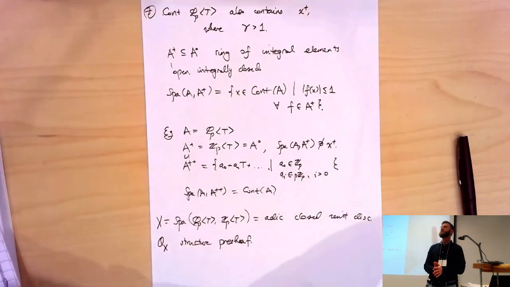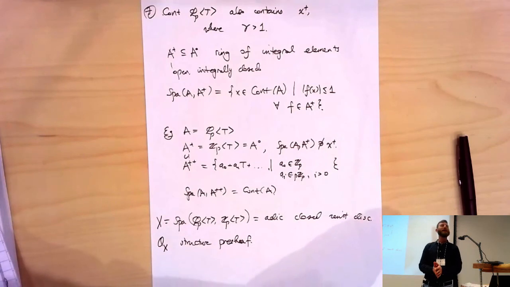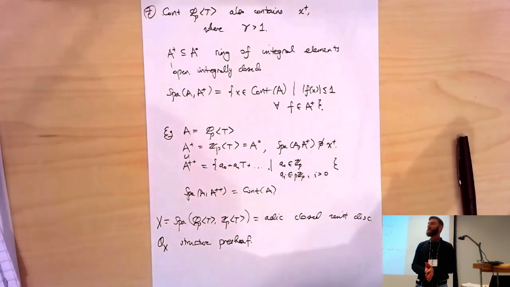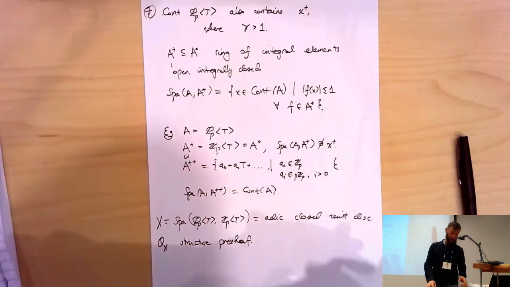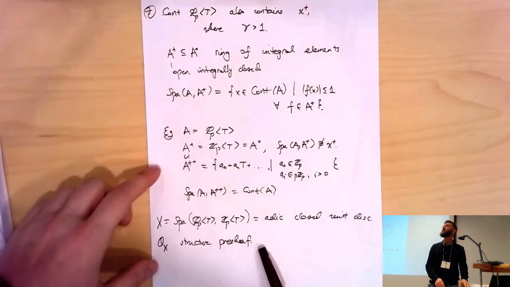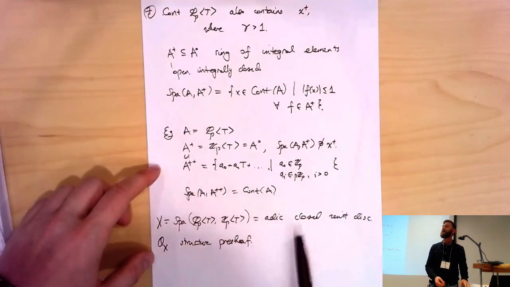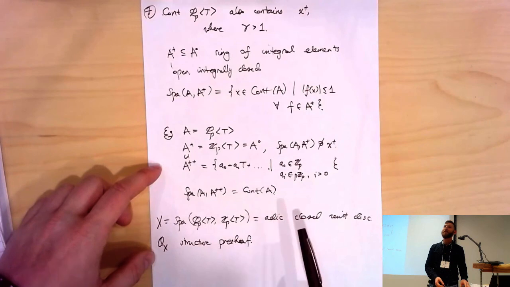What was the asterisk on schemes? I didn't get to the asterisk on schemes. I'll talk about it tomorrow. It has to do with this structure pre-sheaf being a sheaf, in the absence of Noetherian hypotheses.